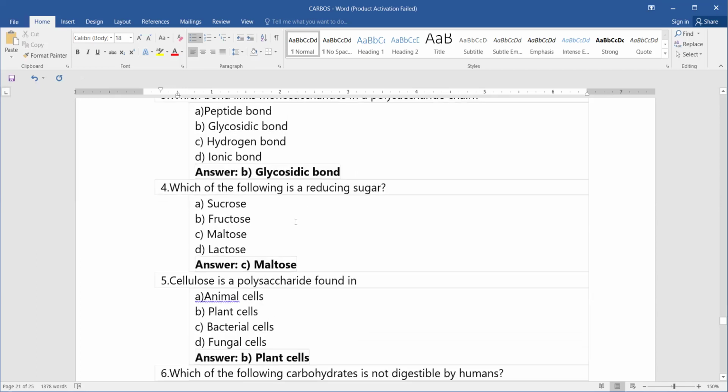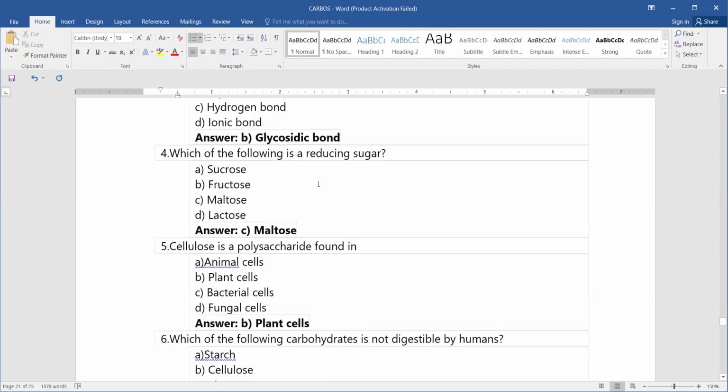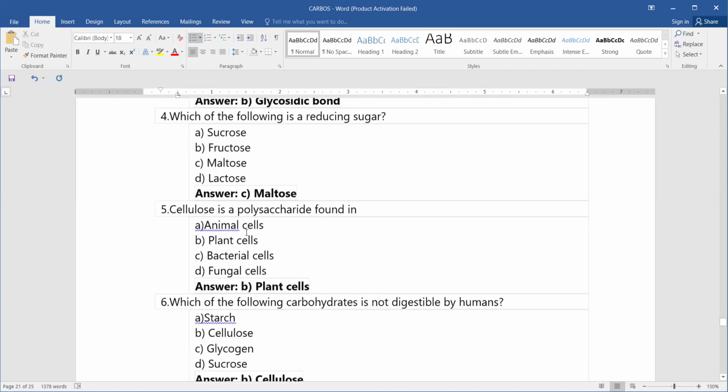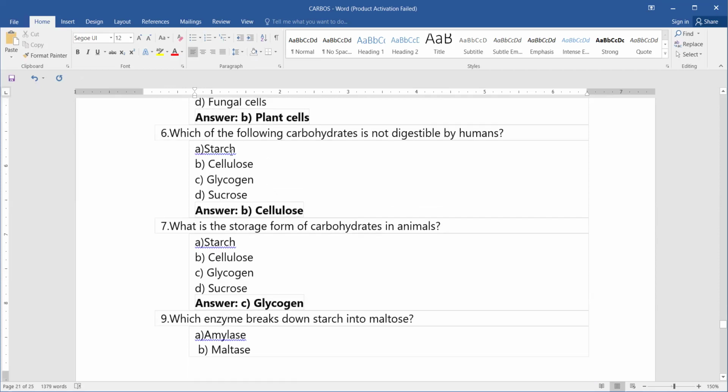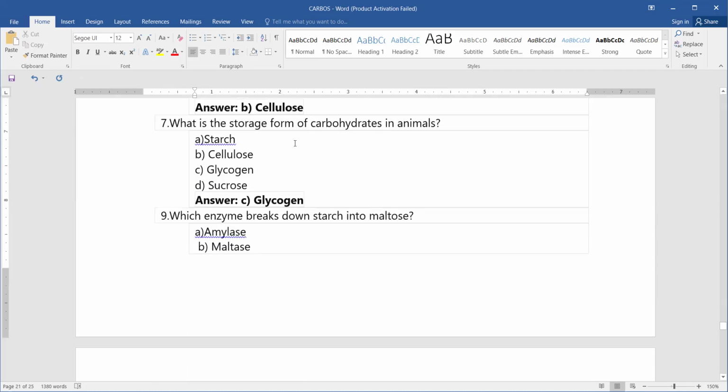Okay, so then which of the following is a reducing sugar? Maltose. The rest are also reducing sugars. Okay, so cellulose is a polysaccharide found in plant cell walls. Which of the following carbohydrates is not digestible by human beings? Cellulose. What is the storage form of carbohydrates in animals?